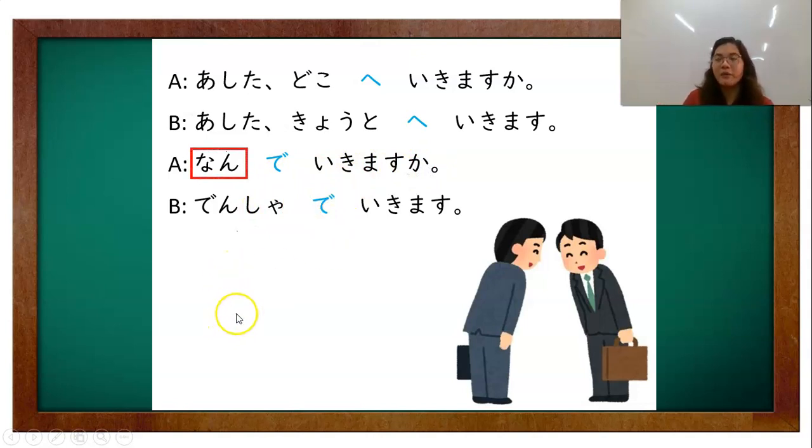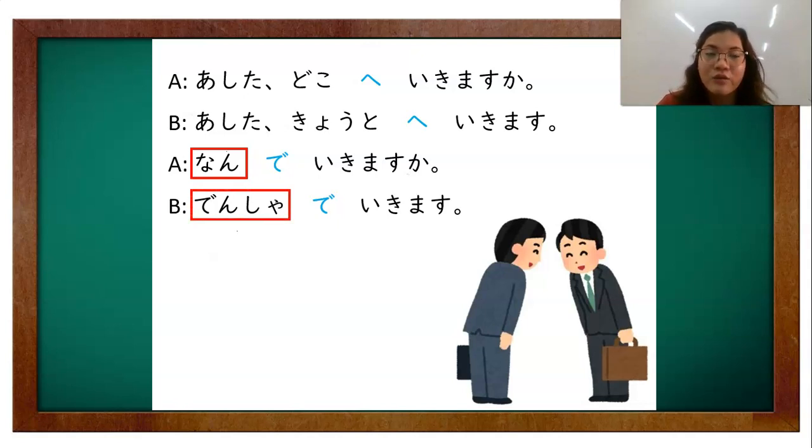So always remember that we use nan for the question and you add particle de, and then the answer is the vehicle that you use in doing that verb, or in going or moving there.